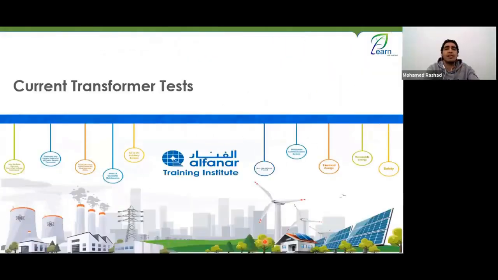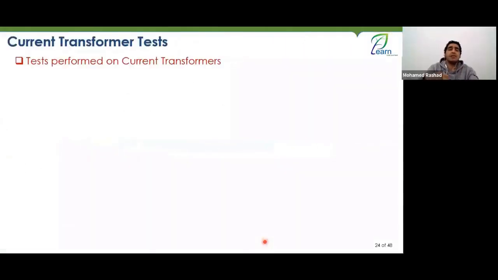All right, we will now move on to the current transformer test. What are the tests we perform on a current transformer? Of course, from the diagram we saw, the first thing I want to verify is the ratio. I want to see what the ratio of the current transformer is like. If I put 1000 amperes on the primary of the CT, will it convert to 1 ampere on the secondary? If it doesn't convert to 1 ampere, what will the ratio be?